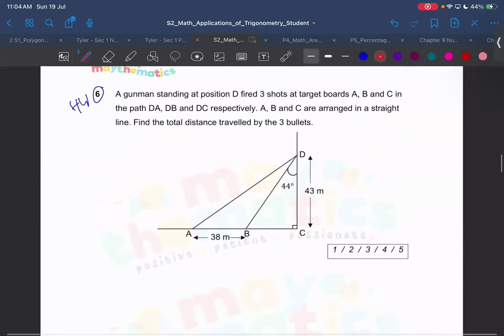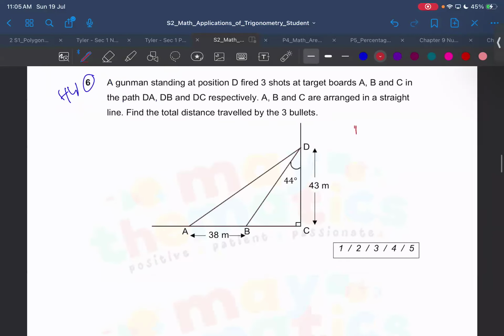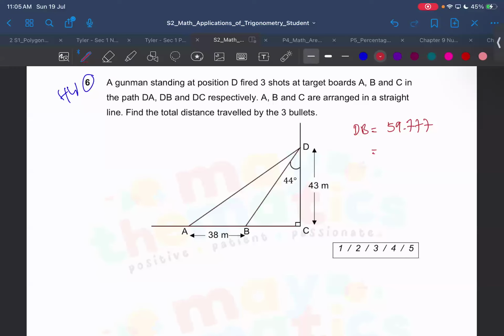Okay, question 6. What's your answer? Matthew. There are 3 answers, correct. So maybe first you give me what is DB. 59.7, 59.77. If you want it in 3SF, you have to put 59.8, not 59.78. That one will be 4SF already.